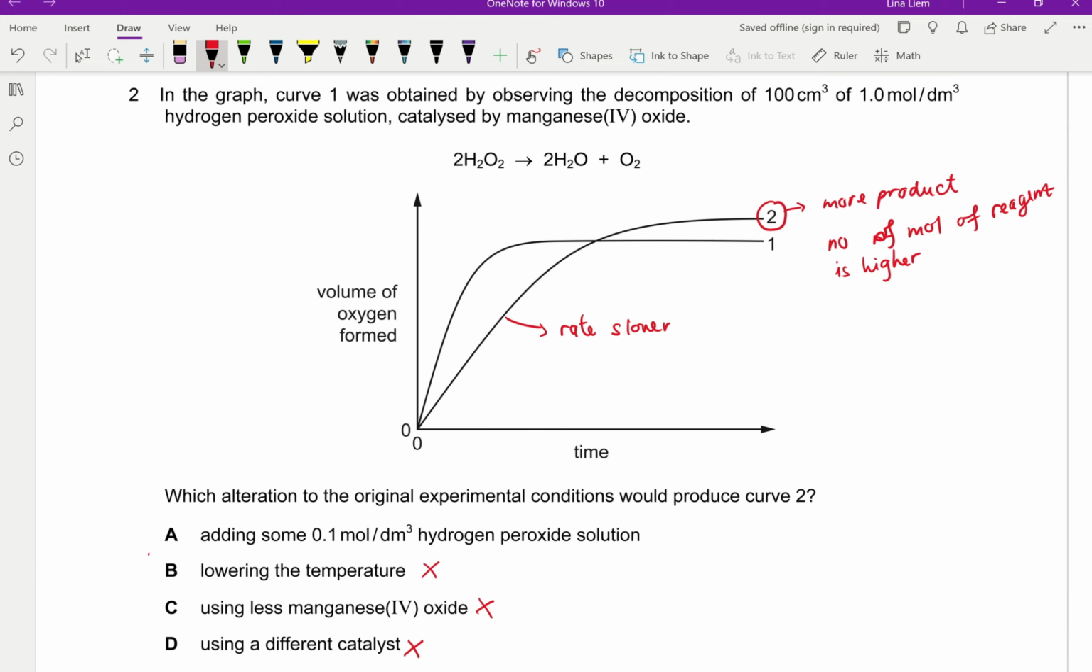So the answer is A, and this is because to the original hydrogen peroxide solution, you are adding more hydrogen peroxide. Therefore, you have a higher number of moles, but the overall concentration of hydrogen peroxide solution is lower because a less concentrated hydrogen peroxide solution is added. So that explains the slower rate.